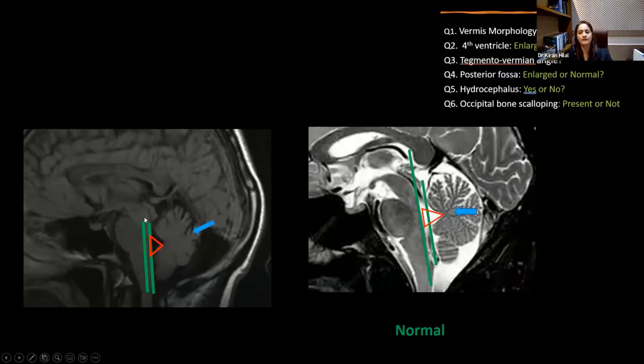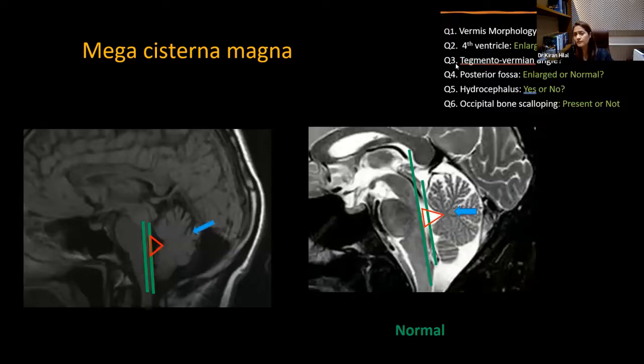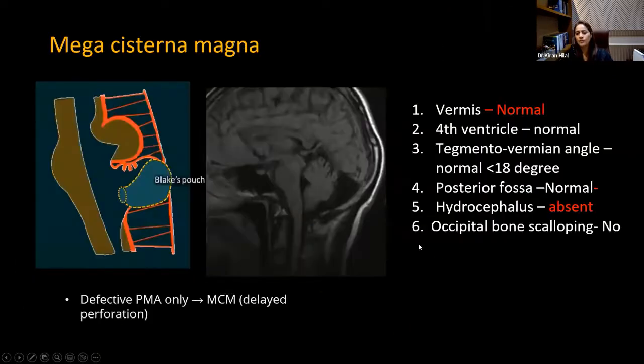Hydrocephalus, no hydrocephalus. Occipital bone scalloping, is it present or not? What do you think about it? You think of it and then let me know your answer. So if you see this black line, it's not there. So if you have none of these 6 findings, but only this small area, then what do you think? You always think of the megacisterna magna, which is a normal variant.